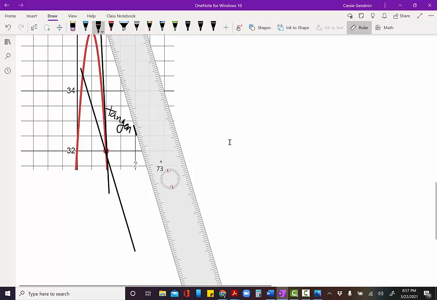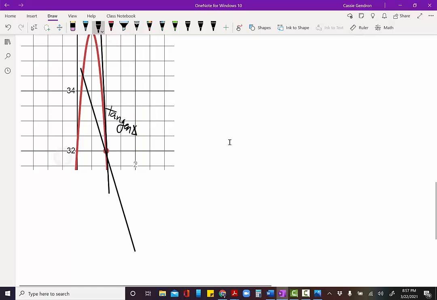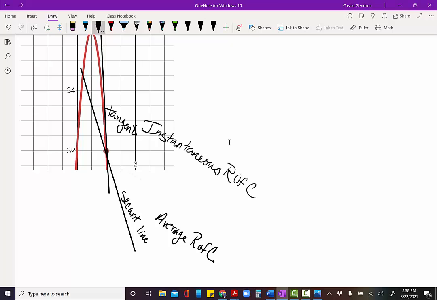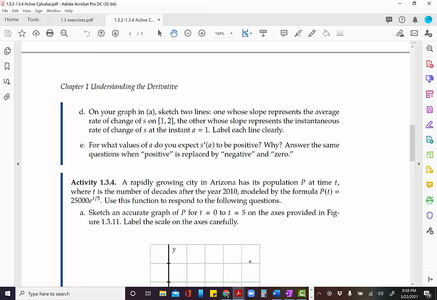This is my secant line. This line represents my average rate of change. And the tangent line is my instantaneous rate of change. Okay. So that's what that question's asking for.